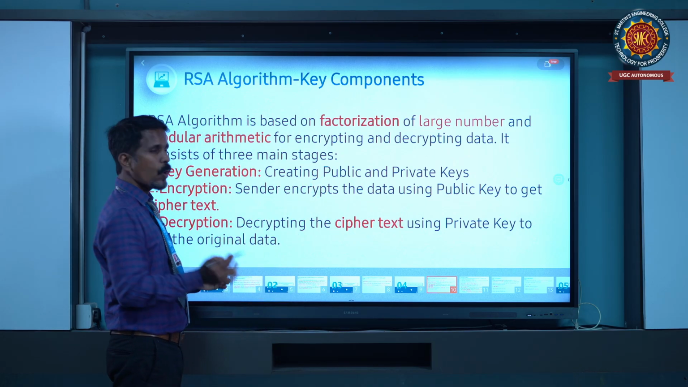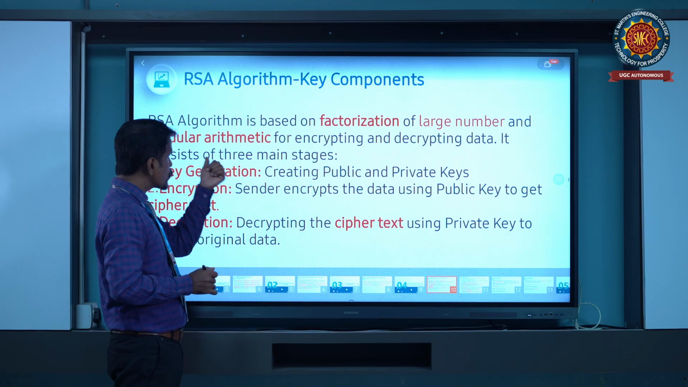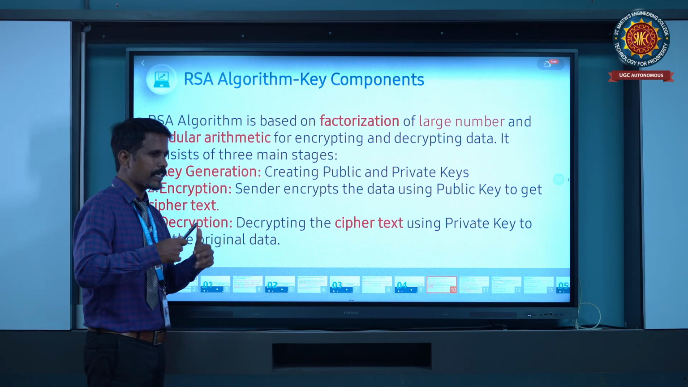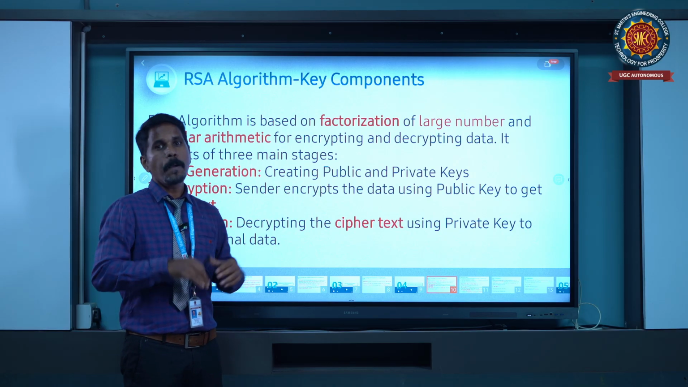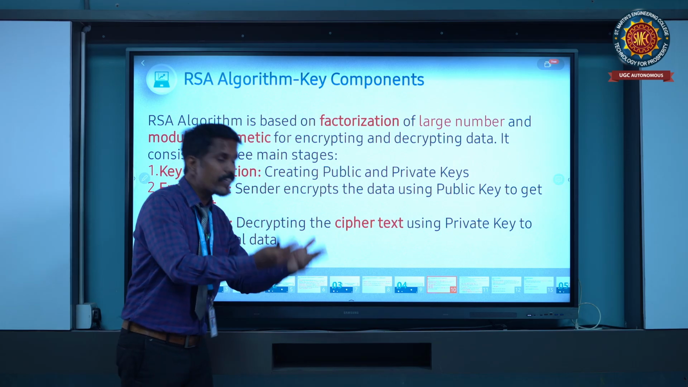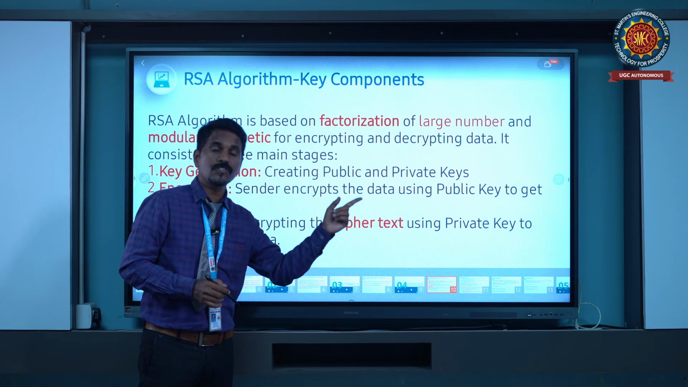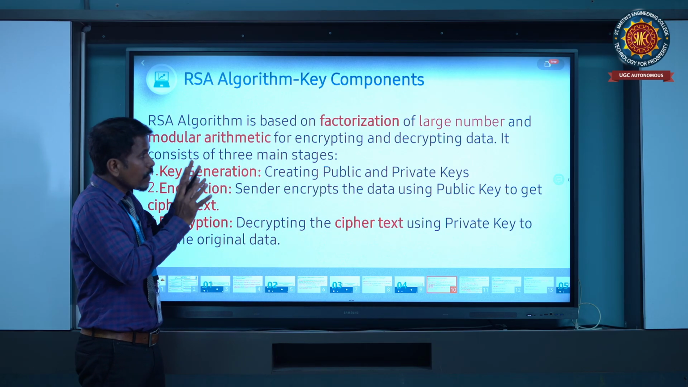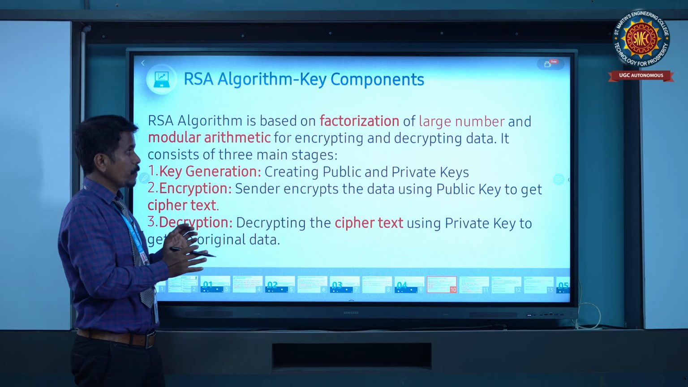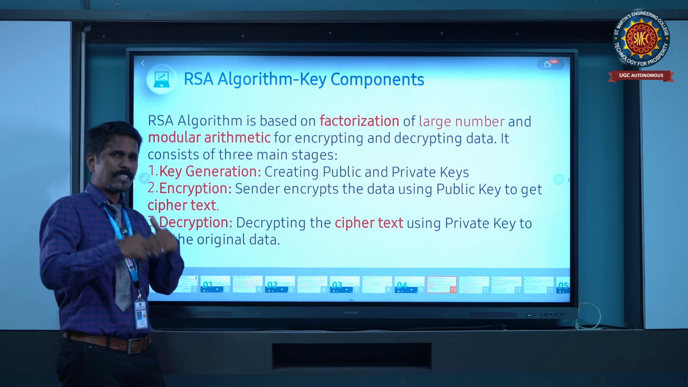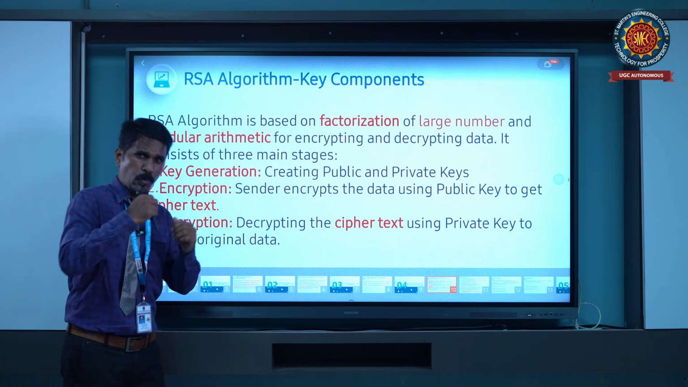What do you think modular arithmetic is? In modular arithmetic, we do multiple calculations, modulus and multiplicative inverse. These kinds of calculations and Euler's totient methods we are going to apply. So these are the modular arithmetic functions. Using them, your message will be secured.